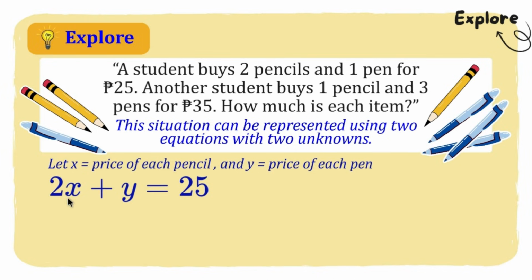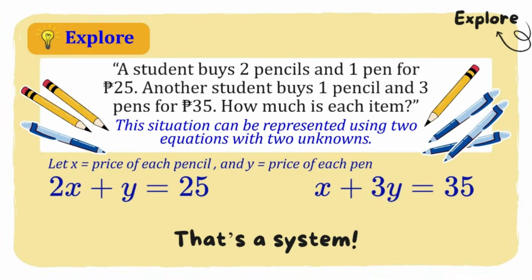Now, this will be the first equation. Since we have here 2x, meaning 2 times the price of 1 pencil, which is x, plus the price of 1 ballpen, it is equal to 25 pesos lahat-lahat yan. Now, for the next student, we can represent the equation using x plus 3y is equal to 35. I repeat, yung x dito is the price of 1 pencil and then y is the price of 1 ballpen. Since there are 3 ballpen, that will be 3y. And if we're going to add them, the price is 35 pesos. Ito na po yung tinatawag nating system.